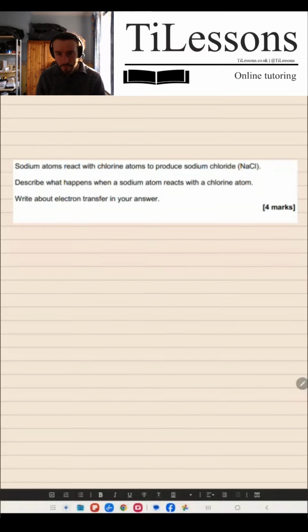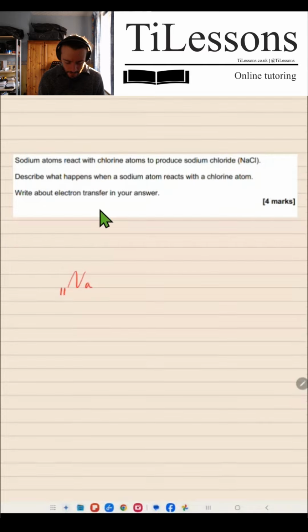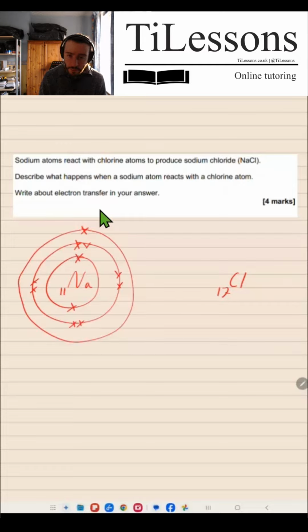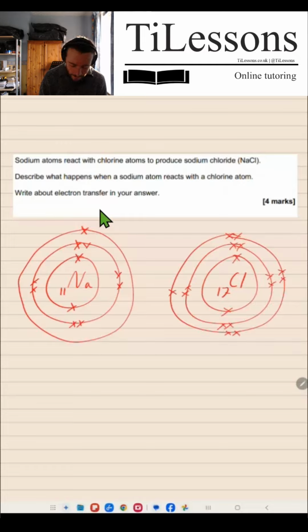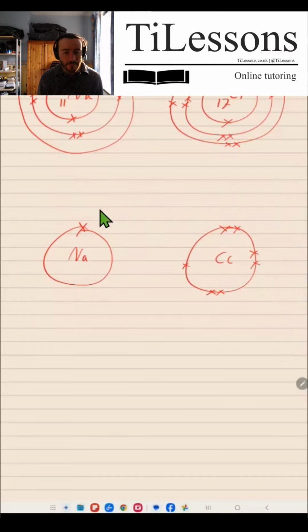Anytime we have an electron configuration question, it might pay to look at the periodic table and note down what the electron configurations are for the ions in question. Sodium has 11 electrons and chlorine has 17 electrons as an atom. So sodium's got 1 electron in its outer shell and chlorine has 7. This makes it easier to look at the transfer of electrons.